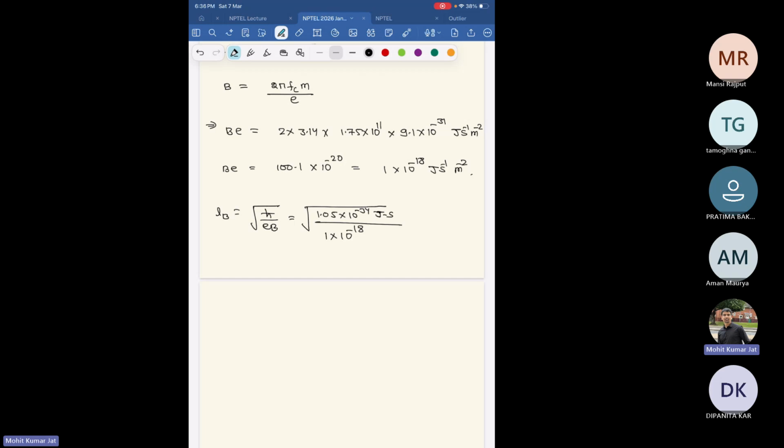Nu is inverse of time. C is meter per second. So this will be joule second inverse, and meter minus 2. It should be joule second here.